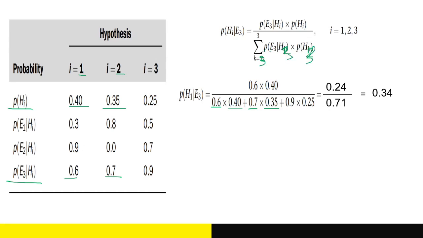Probability of evidence 3 given hypothesis 3, so our k is 3. We have 0.9 multiplied by the prior probability of hypothesis 3, 0.25. And if we multiply them and add their products, the sum is 0.71. 0.24 divided by 0.71 results in the probability of hypothesis 1 given evidence 3 being 0.34.